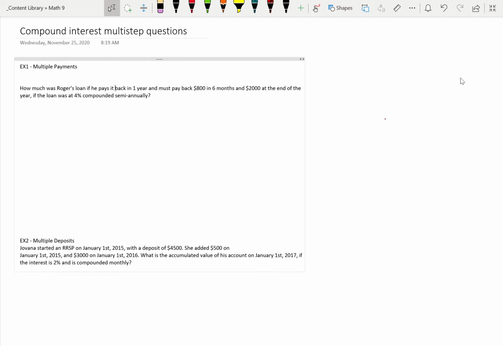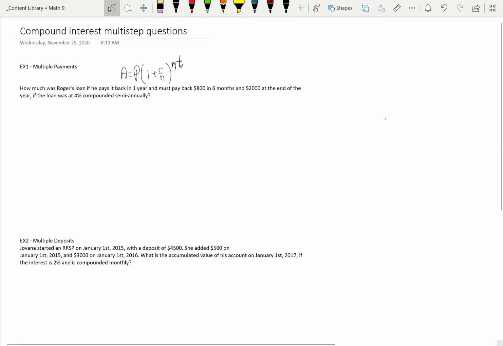Today I'm going to cover a quick little mini lesson from the last two questions of our interest assignment. So these questions are what I would call compound interest with multi-step questions. Everything on that backside deals with that compound interest formula, that A is equal to P times (1 plus R over N) to the N times T. So there's going to be a bunch of things to deal with.